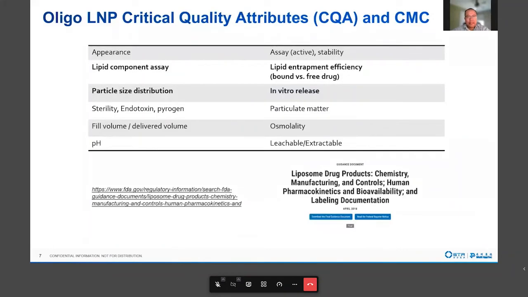According to the FDA and the EMA, here are the critical quality attributes for the LNP product. In particular, the testing items include lipid content, encapsulation efficiency, particle size, and in vitro release. Also, back in 2018, the FDA published the final guidance for liposome drug products, which is a great reference for the CMC aspects of LNP drug product development.